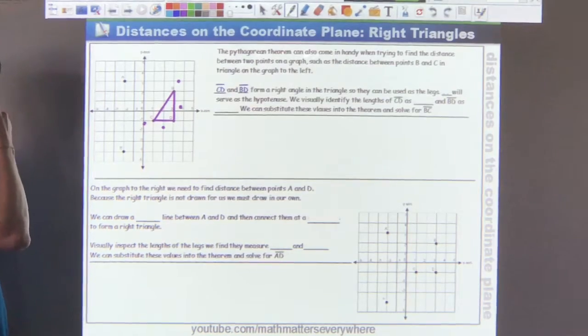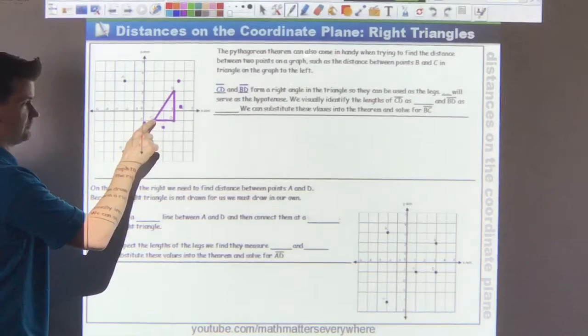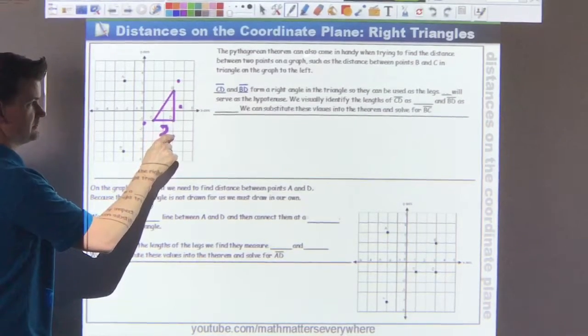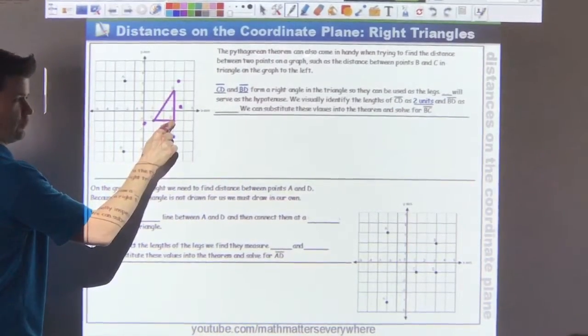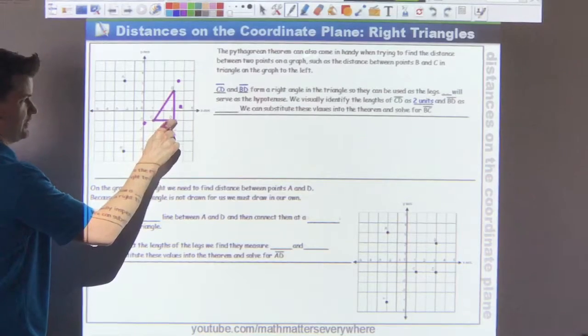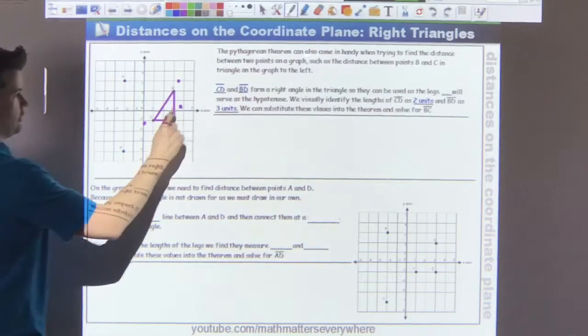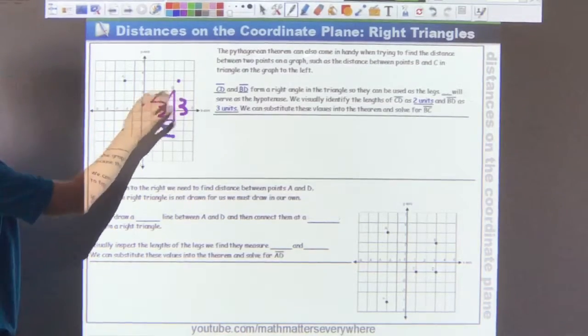To do that, to measure the distance, to get the length of the legs, you simply start at one dot, one point, and you count how many units you move. To go from here to here, how many units is it? 2. It's 2 units. Then we look at BD. It's starting at point D or point B, it doesn't matter, just count the distance between them. 1, 2, 3. So it's 3 units apart. Once we identify the measures of the legs, we can then go in and substitute these values into the Pythagorean theorem to find the distance between points B and C.